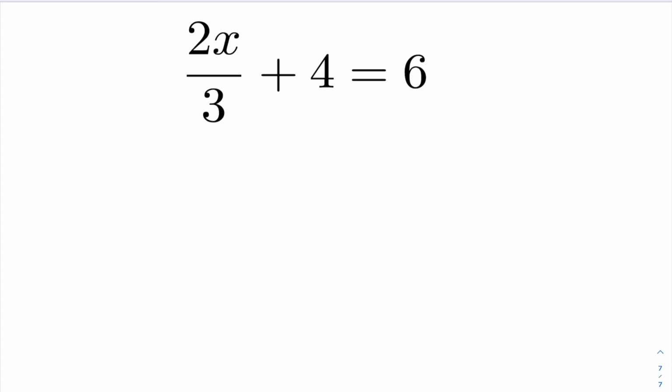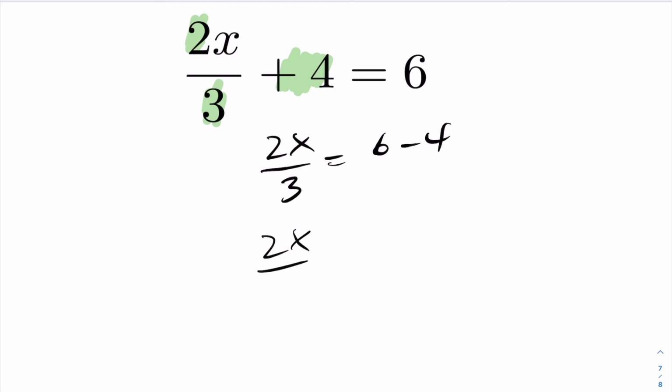In our final example here, we want to get rid of the 2, the 3, and the +4 here. Once again, these are connected to the variable, so we're going to go ahead and take care of the +4 first, which means we're going to subtract 4 on both sides of the equation, giving us 2x over 3 is 6 minus 4, which becomes, simplifying the right-hand side, 2x over 3 equals 2.